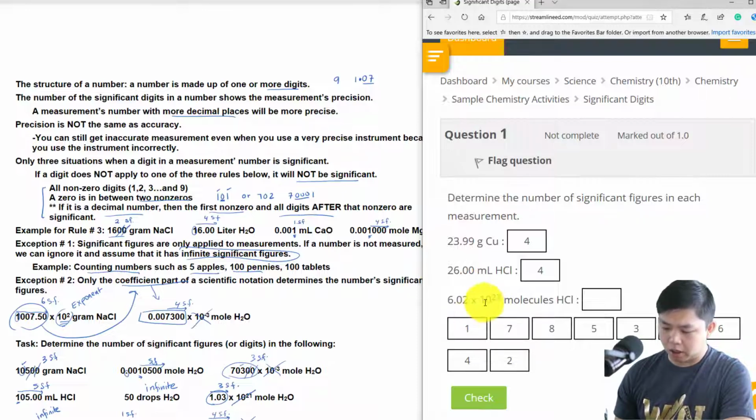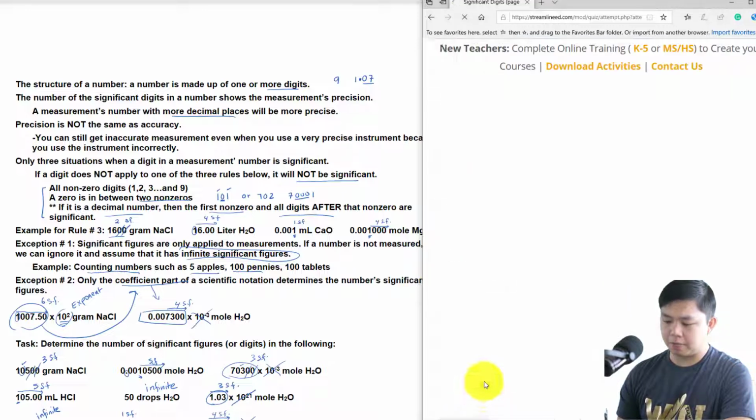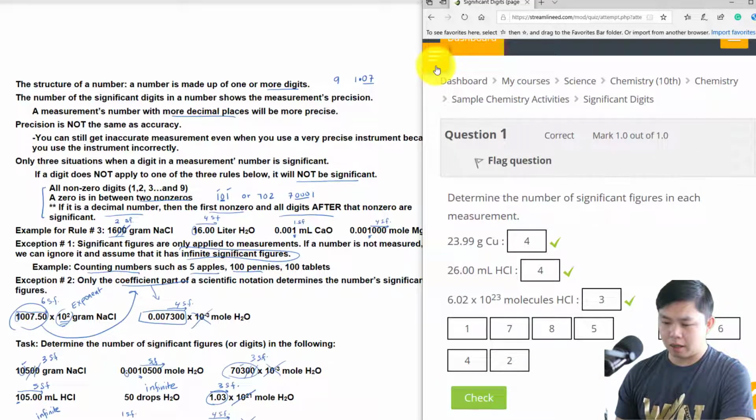This is a scientific notation number. We ignore this part. We go over here, 6.02 times 10 to the third. We don't care about that part. So in this case, it's just 3. And now we can check our answer. And there you go. Let's try another problem.